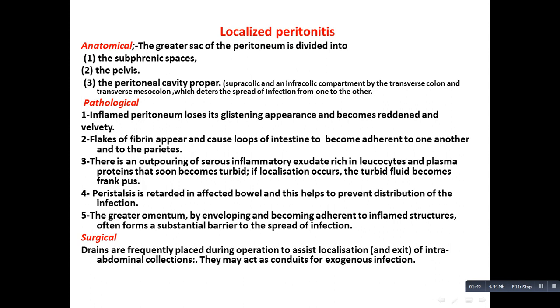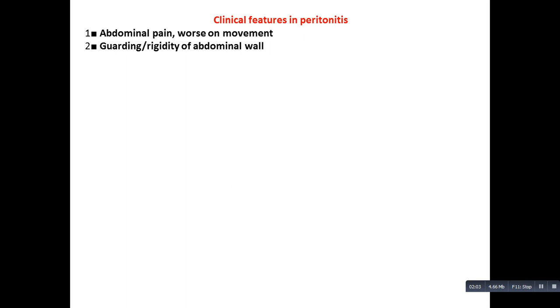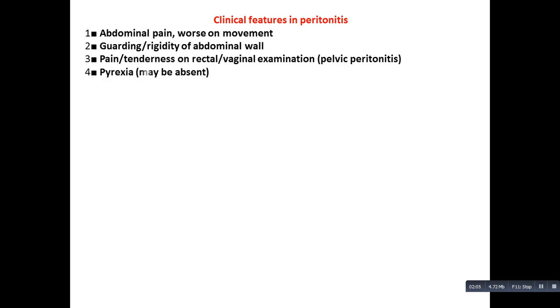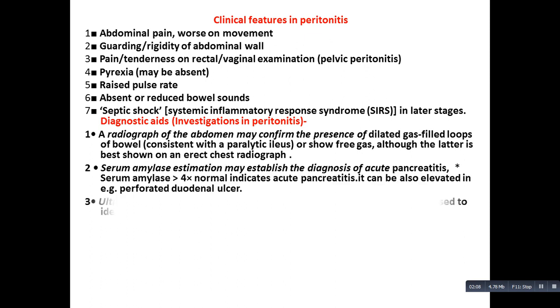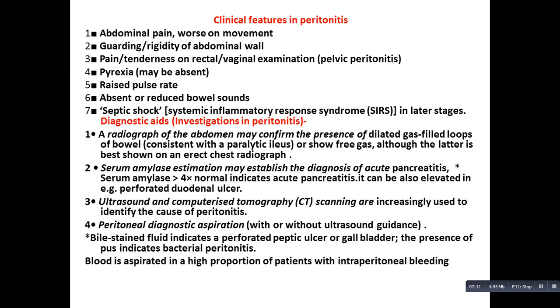Next, another clinical feature of peritonitis is abdominal pain, worse on movement, guarding, abdominal tenderness, pyrexia, raised pulse rate, absent or reduced bowel sounds, septic shock, and systemic inflammatory response syndrome. Investigation or diagnostic aid of peritonitis depends on radiograph and serum amylase, ultrasound, and peritoneal diagnostic aspiration, such as bile staining or blood aspiration.